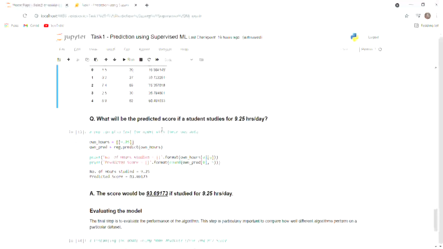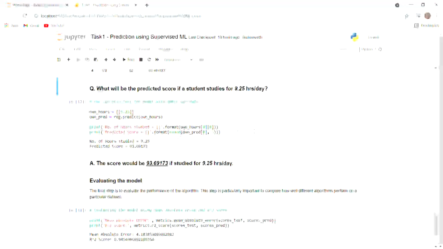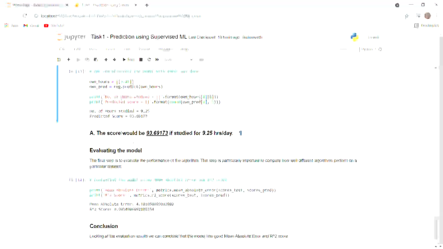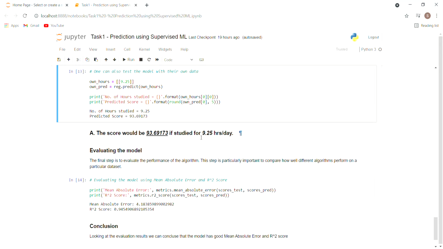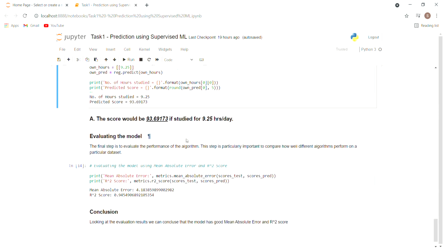Now coming to the main question, what will be the predicted score if a student studies for 9.25 hours per day? The answer turned out to be 93.691. So the score would be 93.69 if the student studies for 9.25 hours.